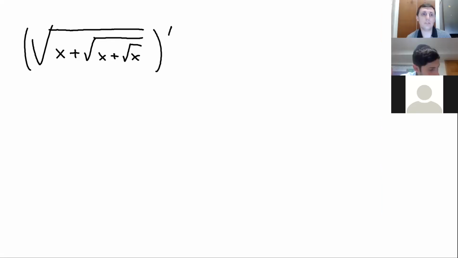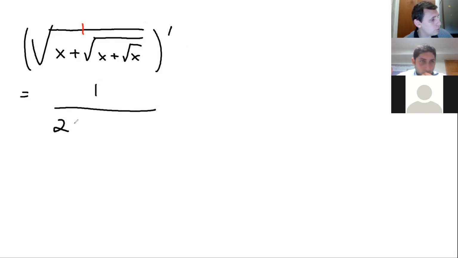All right, guys, let's do it together. So when I take the derivative, I will mark it with color so that I don't get confused. I'm going to first get rid of the root. Yes, take the derivative of the outer function. What is the derivative of the outermost function? It's 1 divided by 2 root, and I copy everything on the inside, x plus root x plus root x.